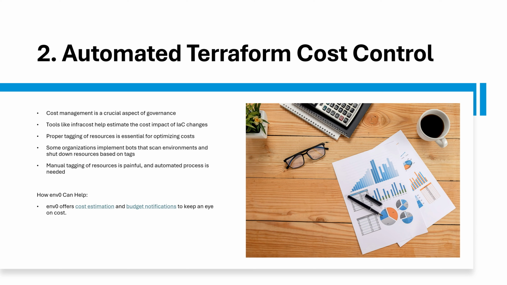So env0 offers cost estimation, also budget notifications to keep an eye on your cost. It also offers the idea of automatic tagging, and this is a feature that env0 has open sourced with a project called TerraTag, where you can define, let's say, I want to put environment equals dev or prod, and it will go out and stamp out those tags across all the resources that you've added inside of your project, for example.